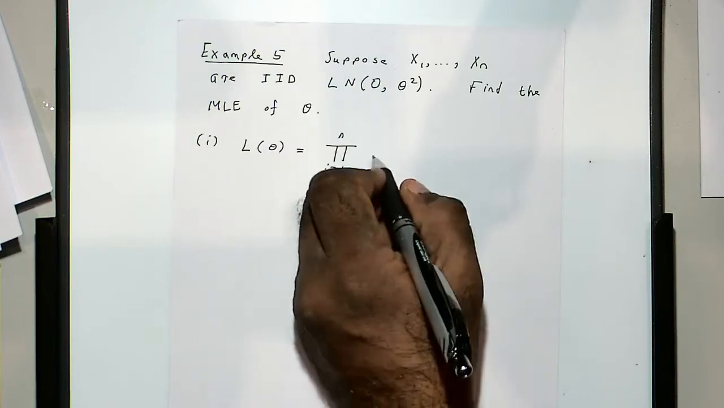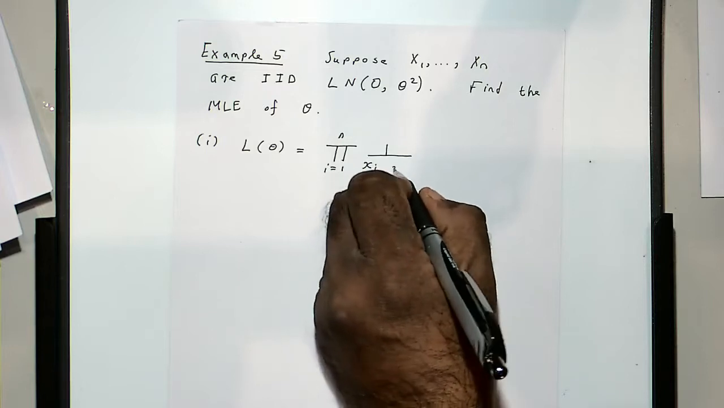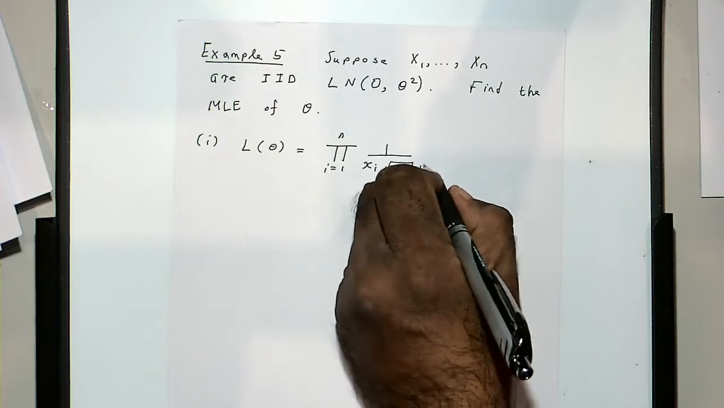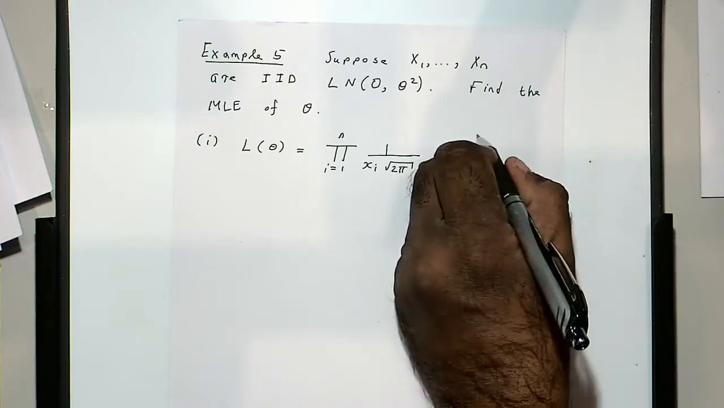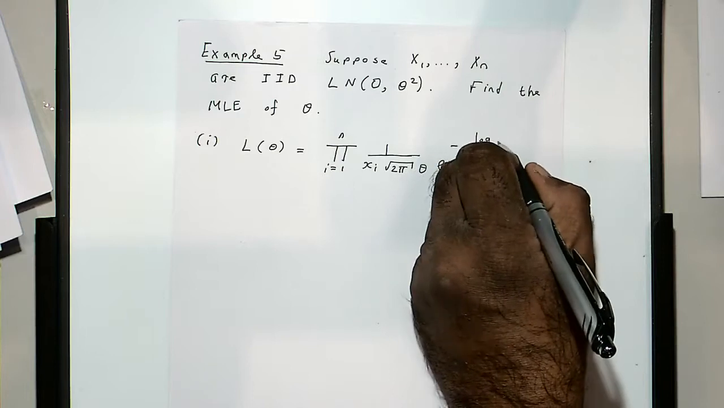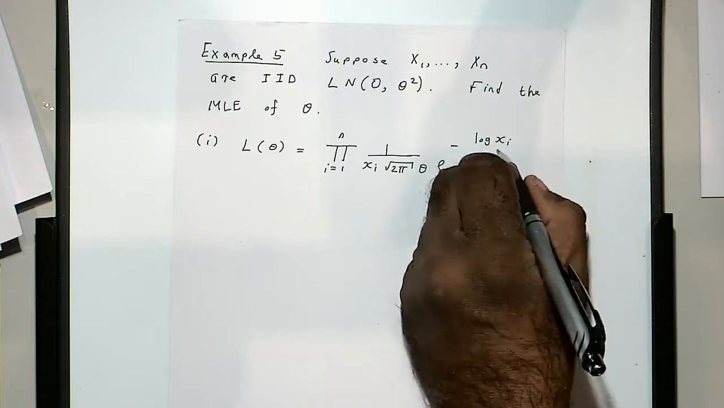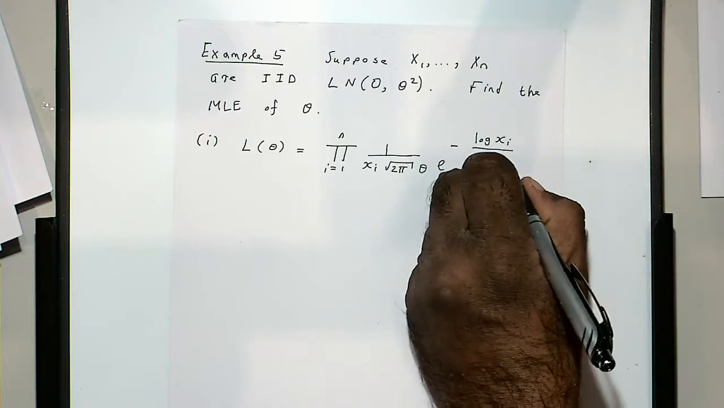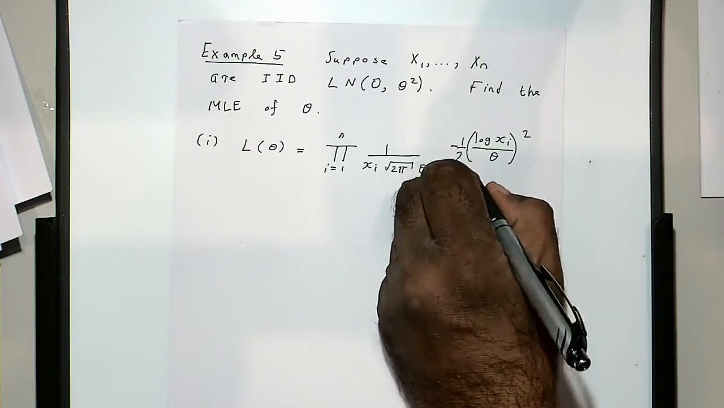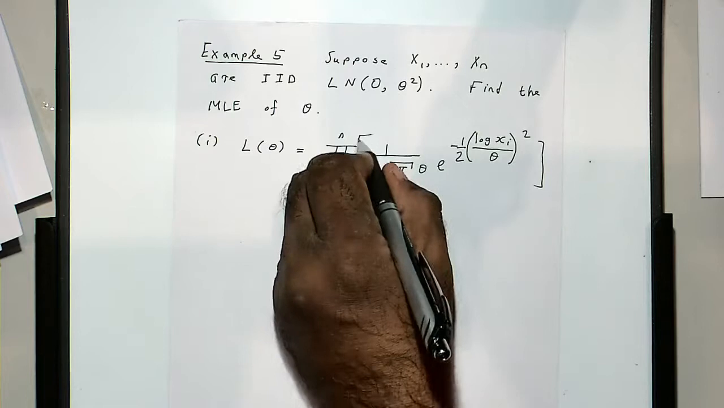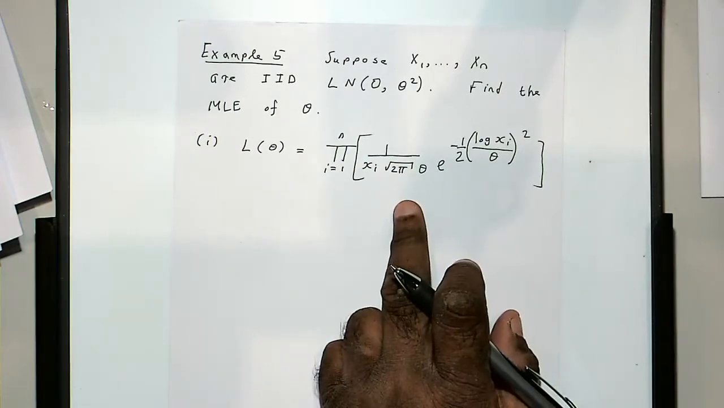So if you use the formula here, you will get 1 over xi times the square root of 2 pi times theta, then exponential minus log of xi, mu is 0, divided by theta squared, divided by 2, right? This is the formula for the PDF. It's a continuous distribution, log normal, right?